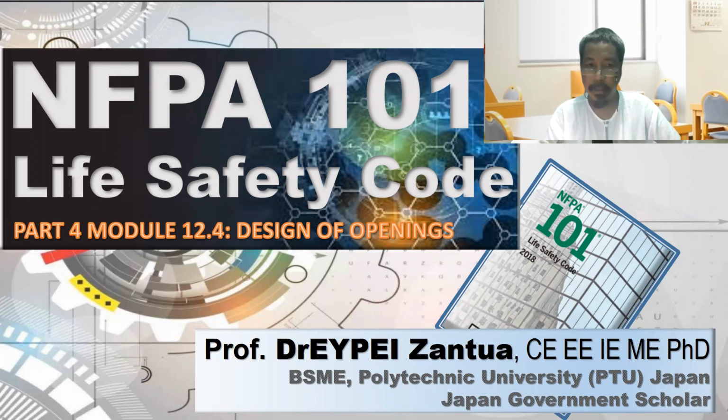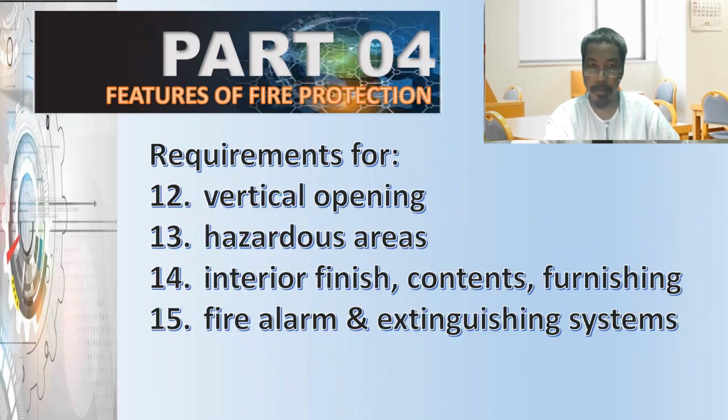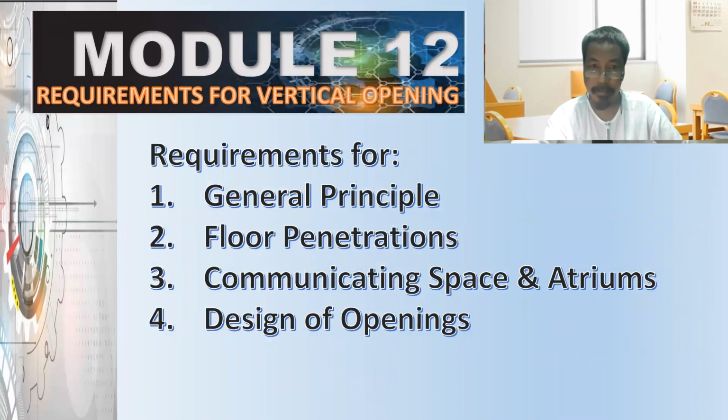In this video, let us continue with module number 12, and we are now going to discuss design of openings. So, still, we are at part 4 of the series on NFPA 101 Life Safety Code. This code has an objective to minimize danger to life from fire, smoke, heat, and toxic gases. It provides mission continuity and property protection in both new construction and existing buildings. So we are on module number 12 still, and currently on the last sub-topic, design of openings.